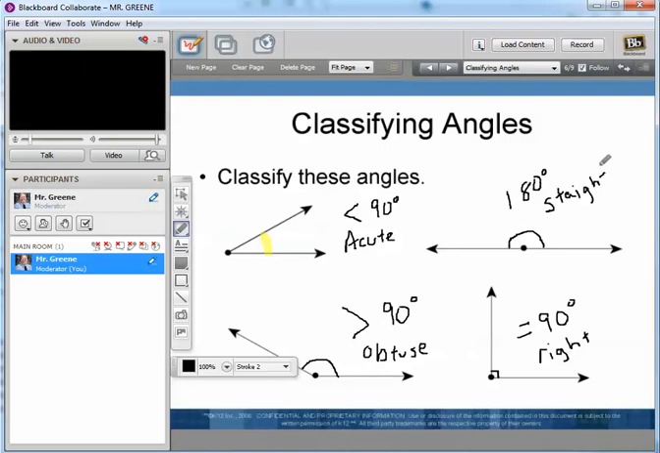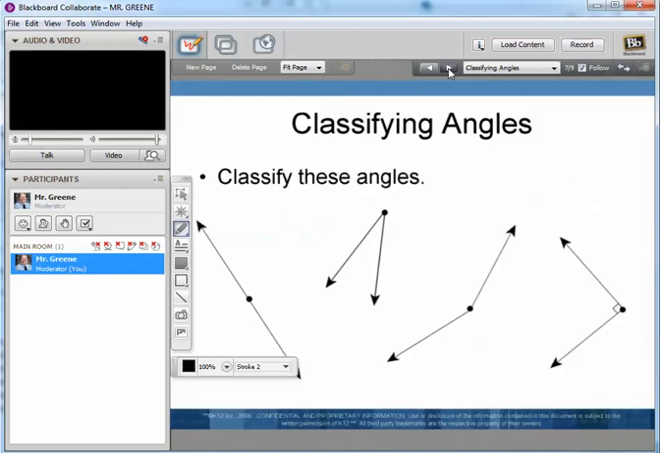A straight angle. I left an R out of there somewhere. S-T-R-A-I-G-H-T. Okay? So those are the four types of angles we've got: acute, obtuse, straight, and a right angle. Okay? So, looking at these, which one is the acute angle? The acute angle is the one that's less than 90 degrees. That'd be this one right here.